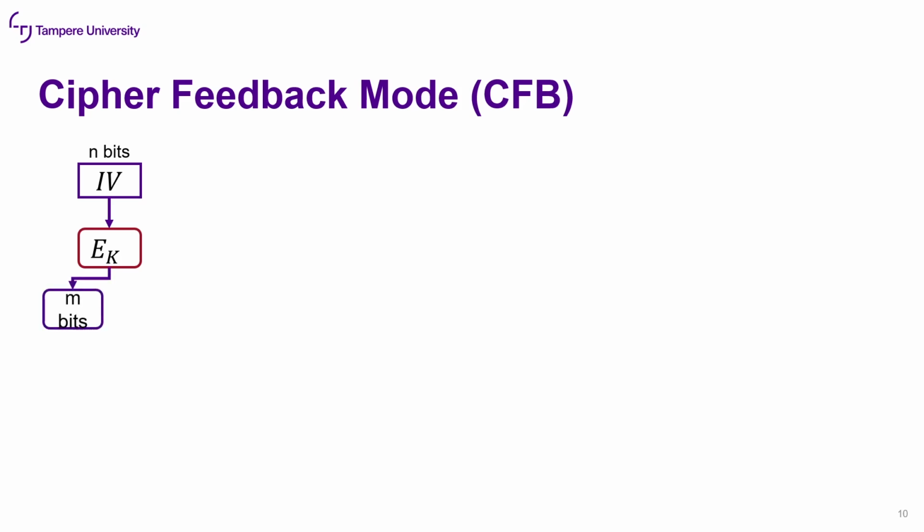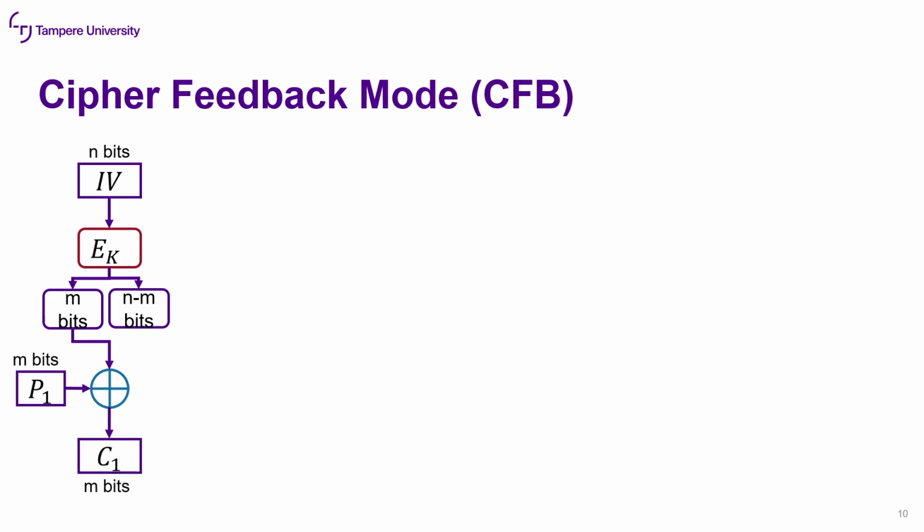However, we first select the first m bits of the ciphertext, and the remaining bits are discarded. Namely, n minus m bits are discarded, and m bits are selected. These m bits are then used to XOR with the plaintext block. The plaintext block is going to be the same length as the amount of bits that we selected initially, and this will create our ciphertext block, which is also m bits long.